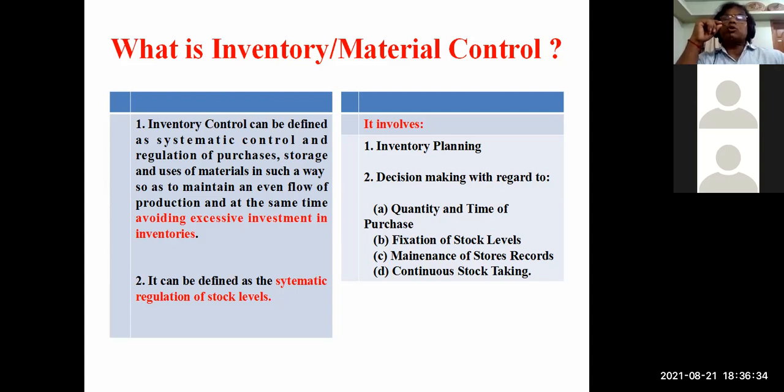Now, maintenance of stores records. I told you that there are two types of stores records. One is the bin card, the other is the stores ledger. In the bin card, we record only quantities, like purchase, then issue, then balance. Only quantities. But in the stores ledger, we record both quantities and value and price.